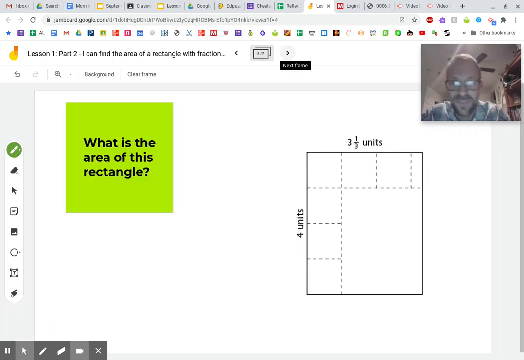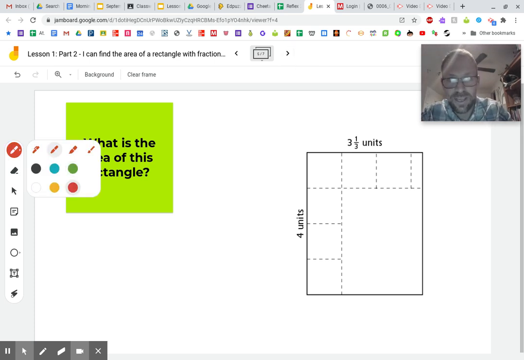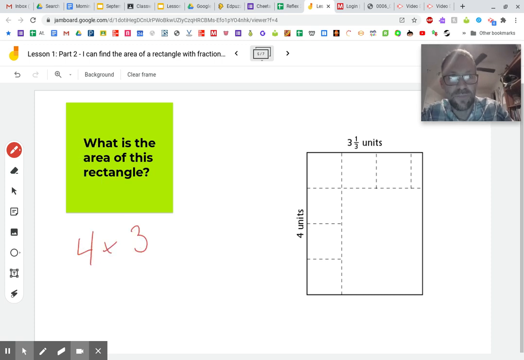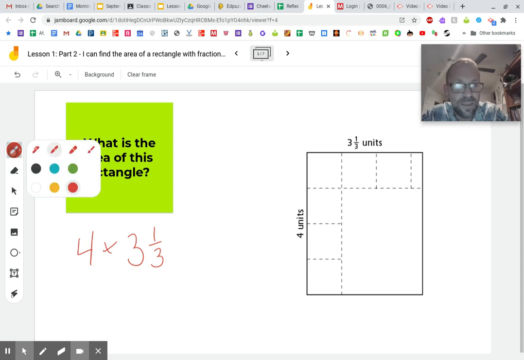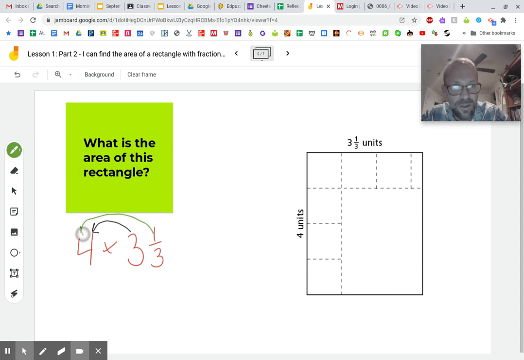Let's do another one. We've seen this problem before. Let's tackle it in a slightly different way, okay? All right, let's multiply. So we have here 4 times 3 and 1/3. So if we multiply the 3 times 4 and the 1/3 times 4, and then add those two partial products together, we can get the right answer. So let's try that.